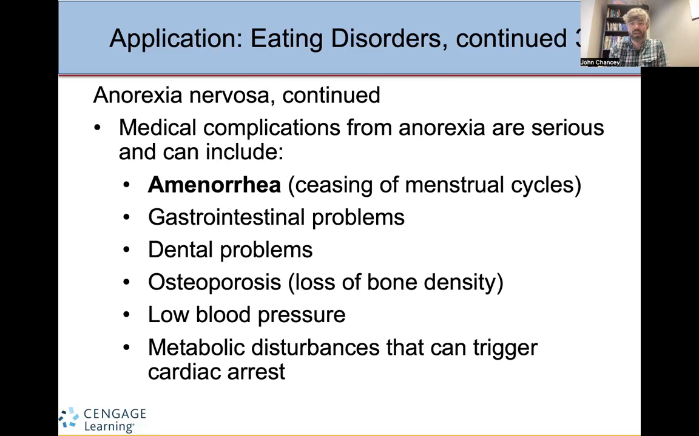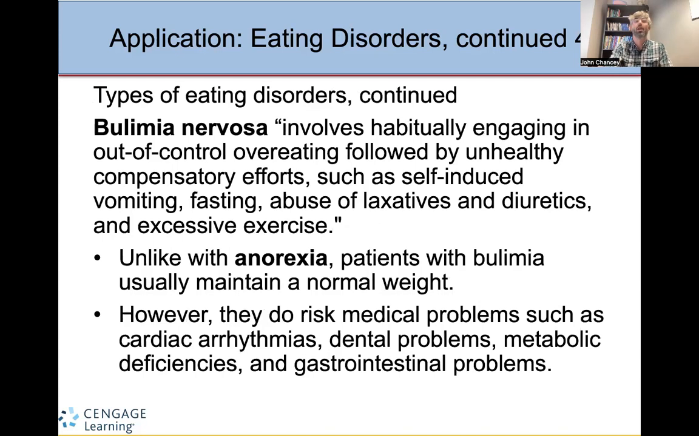Anorexia is very serious as a medical illness. It can lead to the ceasing of menstrual cycles in women, stomach problems, and dental problems. I mean, if you're purging and bringing up a lot of vomit, for example, the acid in your stomach can erode your teeth. Osteoporosis, low blood pressure, and disturbances in metabolic rate can also lead to cardiac arrest. So, you can literally die from being malnourished from anorexia.